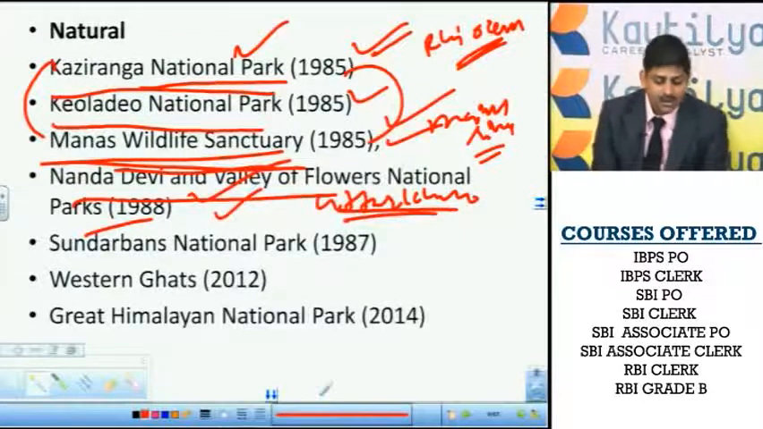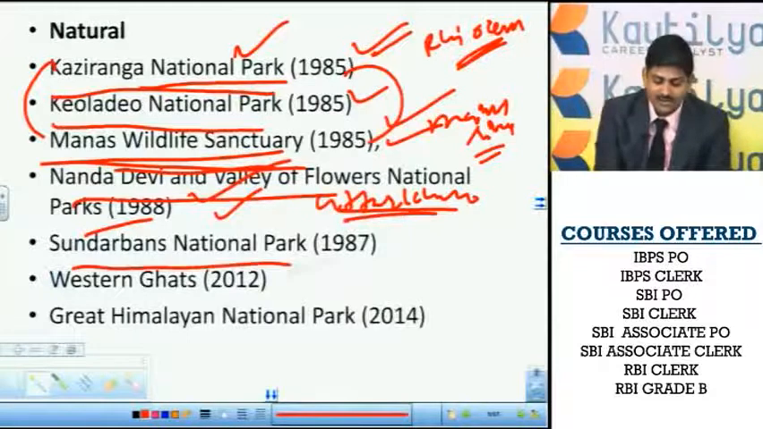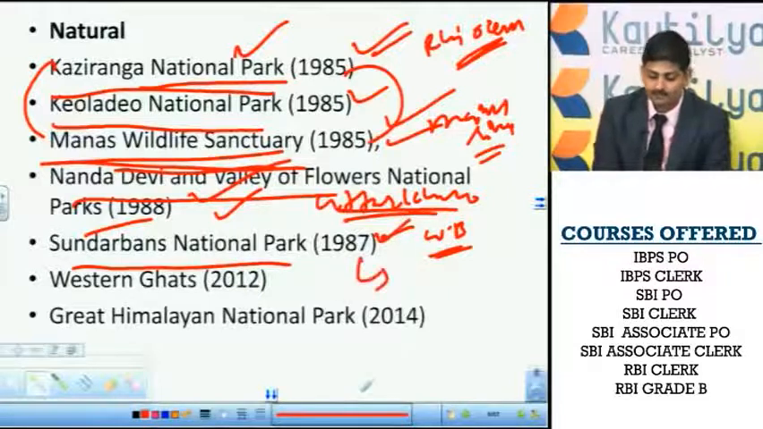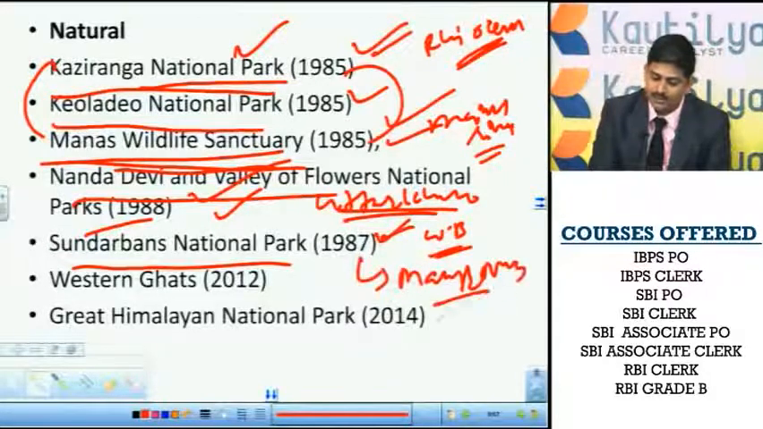Okay, so next, this is Sundarbans National Park. This is in West Bengal. Okay, so this is in the border area of India and Bangladesh. A few geographers even consider the Sundarbans as the largest delta in the world. Sundarbans, you can see in West Bengal. It is famous for mangrove trees, right?